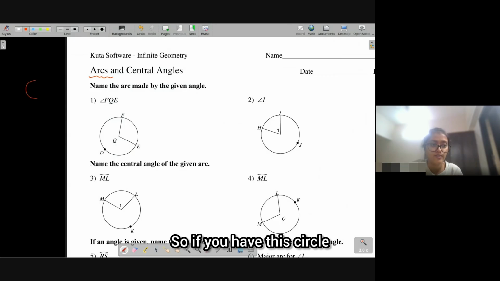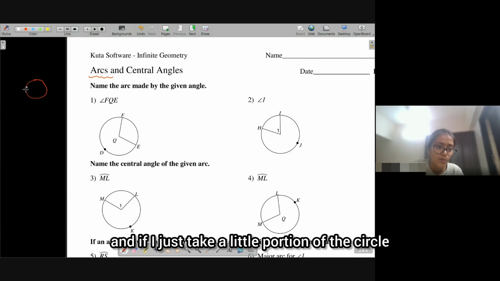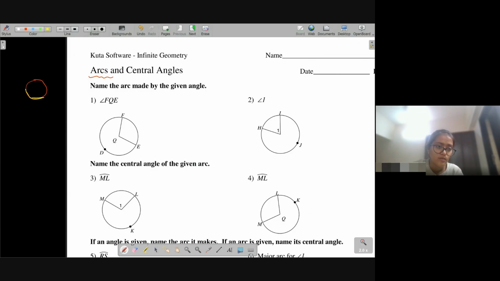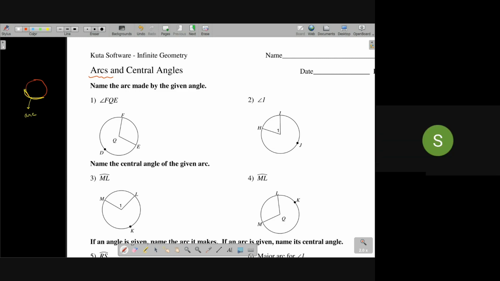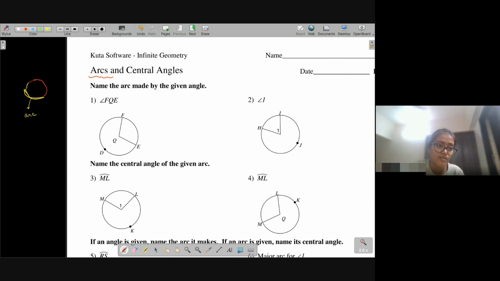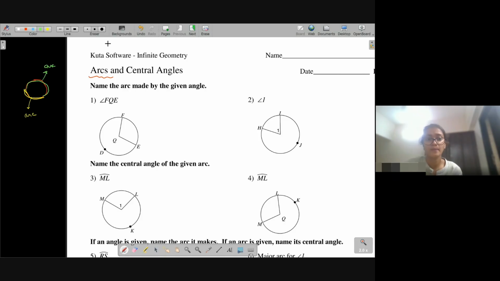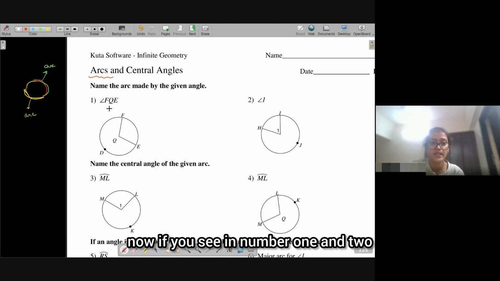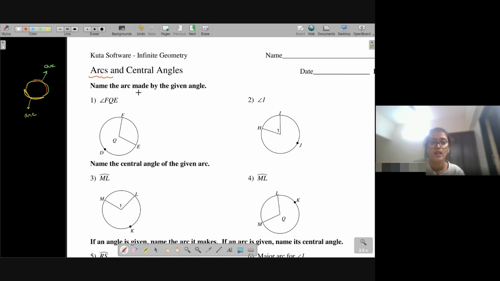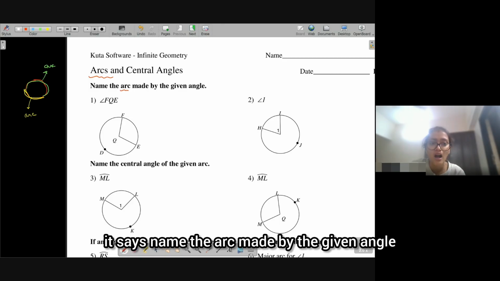So if you have this circle, and if I just take a little portion of the circle, well, this is an arc. Even the portion which is left, this portion, is also an arc. So an arc is nothing but a portion of the circle.